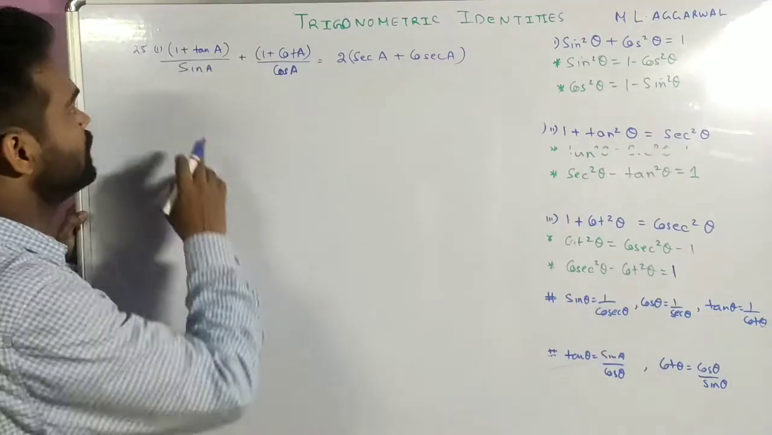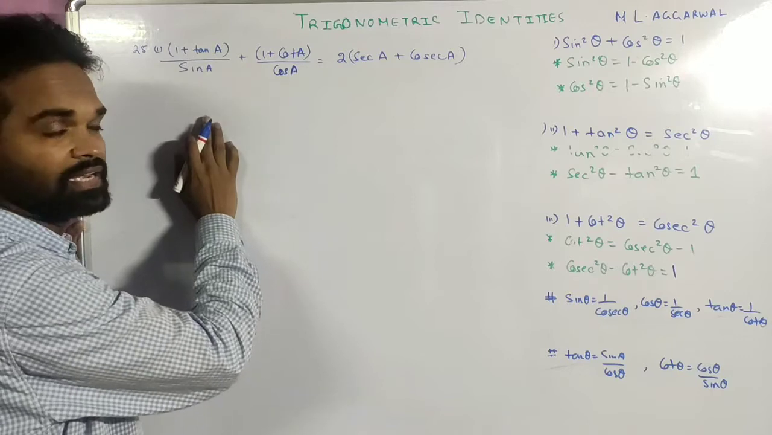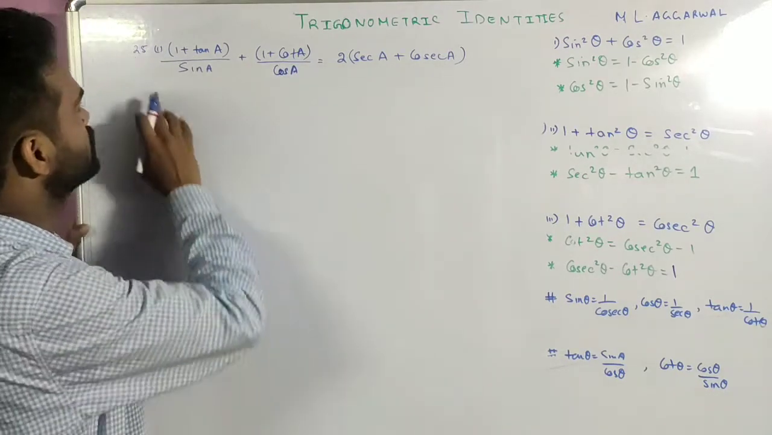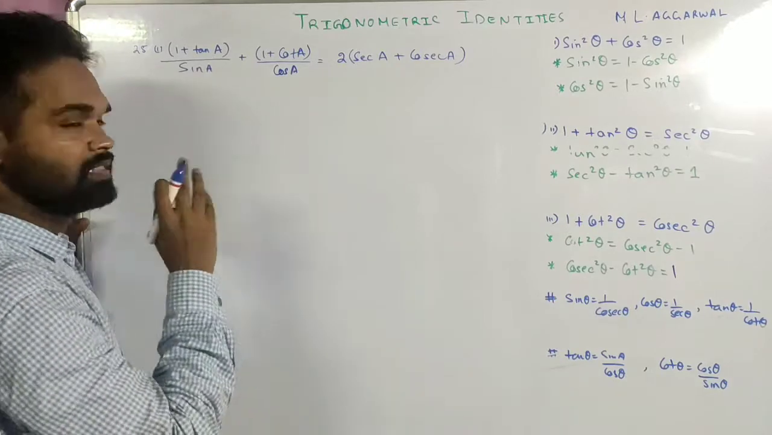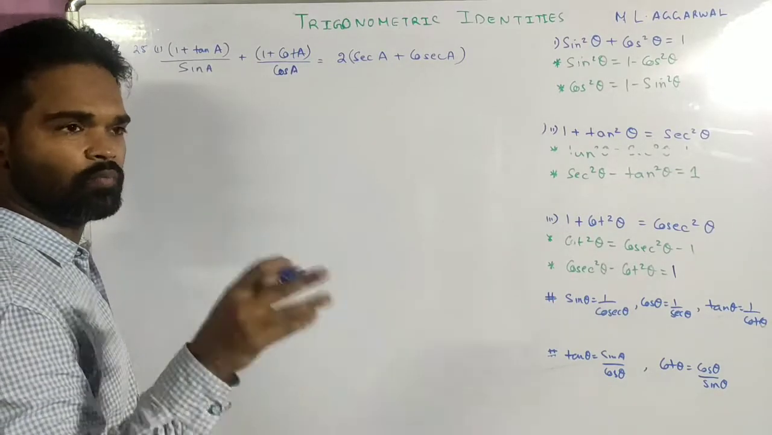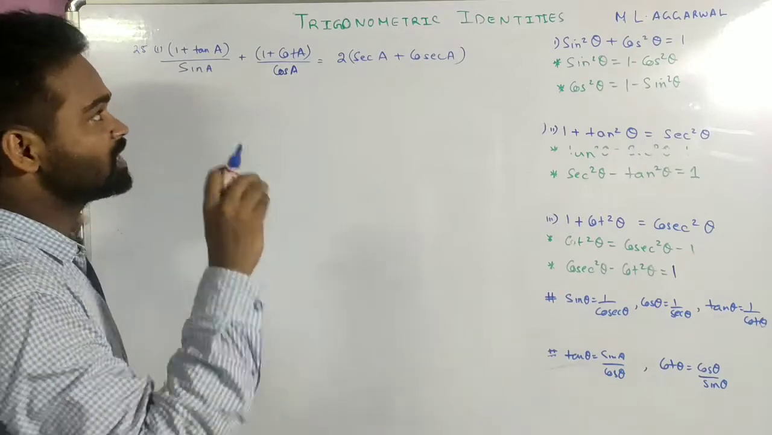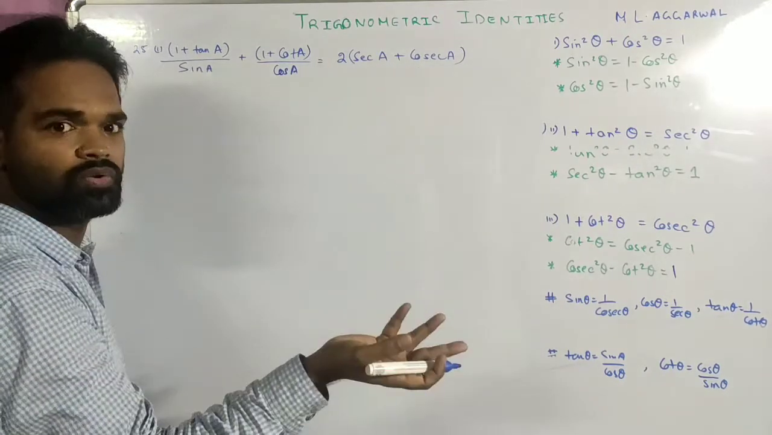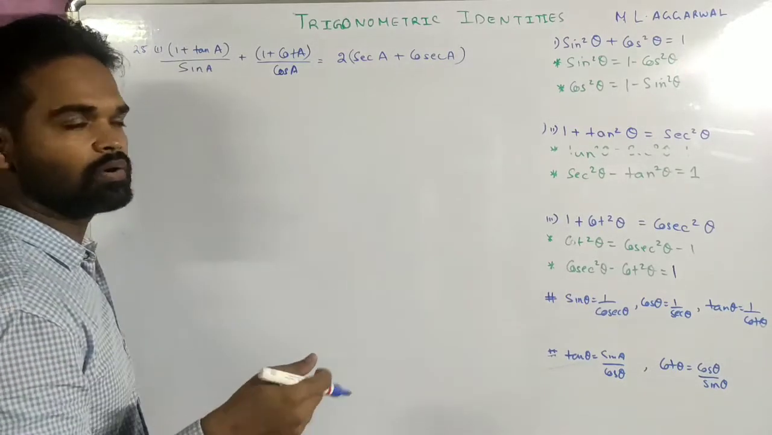Now look at this sum. Prove that (1 plus tan a) by sine a plus (1 plus cot a) by cos a equals twice of sec a plus cosec a. This is 25 part 1. In this type of sum, in majority of the sums, when tan and cot are there, we'll change tan to sine by cos and proceed, because these are two functions of sine or cos only. Sec is nothing but 1 by cos, okay?